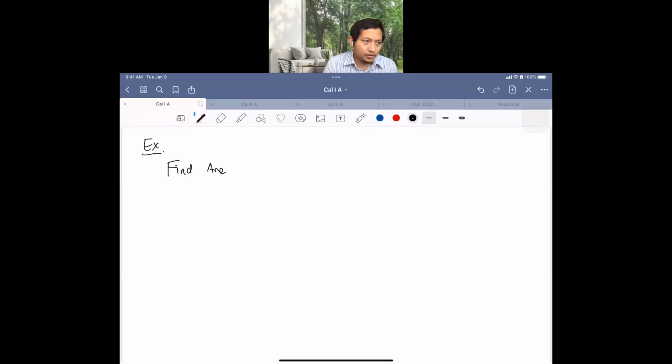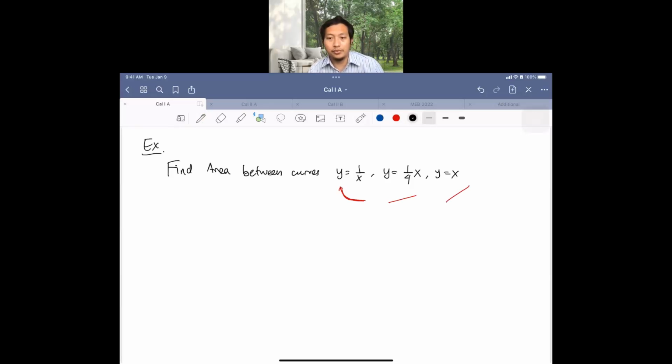Find the area between curves y equals 1 over x, y equals 1 over 4x, and then y equals x. Okay, so 1 over x, it's like an exponent, but it's reciprocal. This is just line, line, line, right? So first thing, we need to draw. Okay, we need to draw and see how the graph looks like.